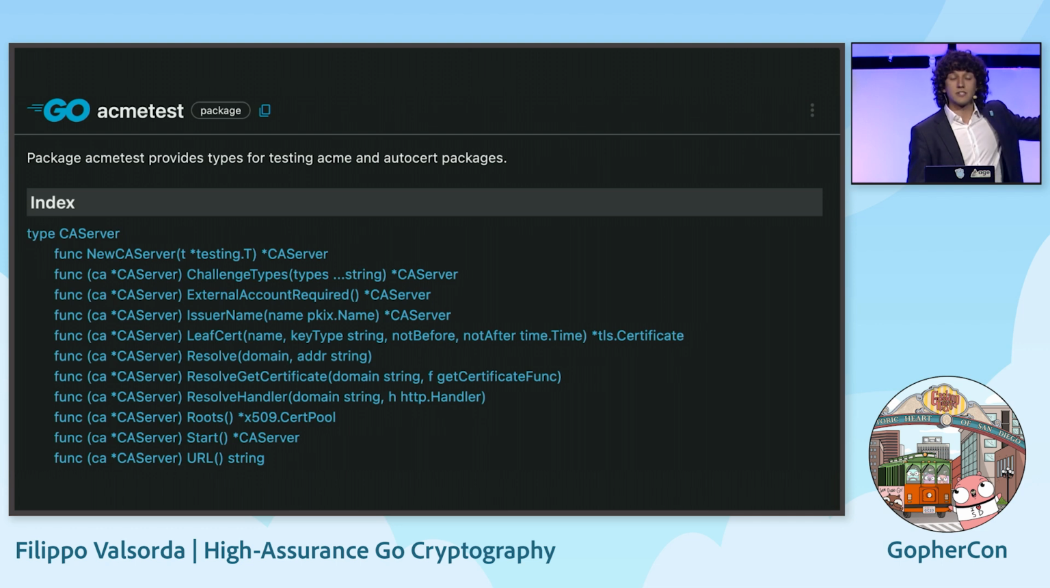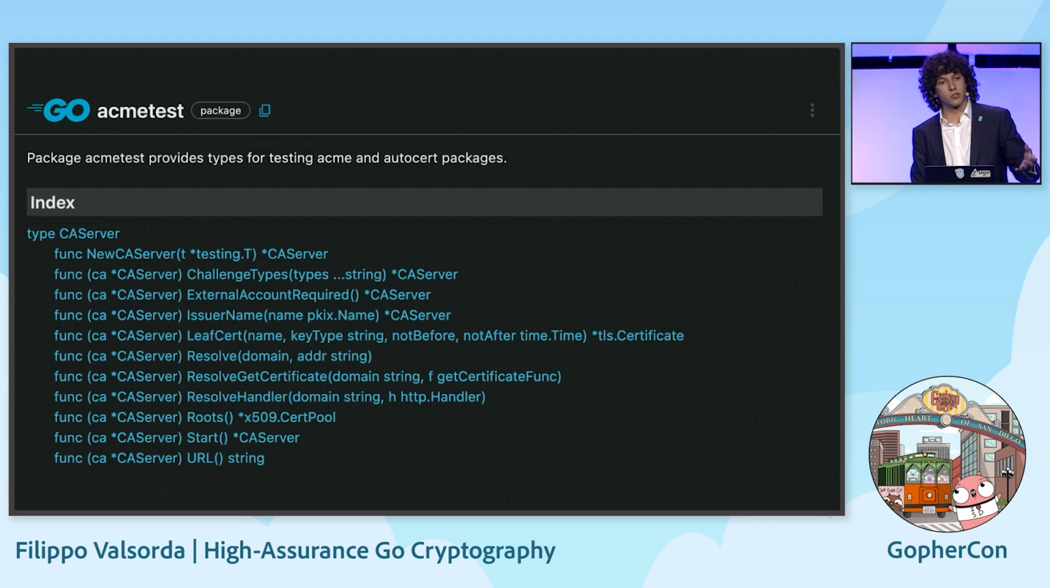And importantly, this is not a mock. This does not say, oh, expect this request and send back this response. This is a fake, tiny little CA server that allows us to test our Acme client implementation. And since it's a library, we can instantiate our CA server with a testing.t.